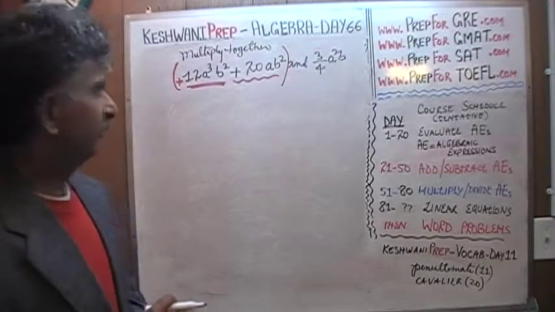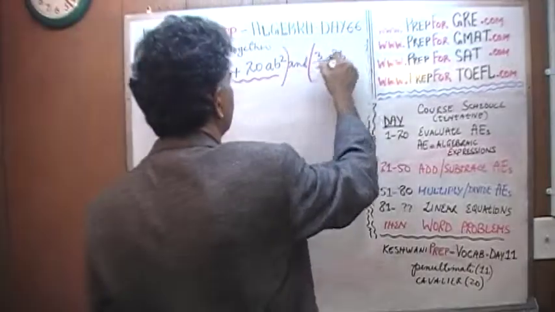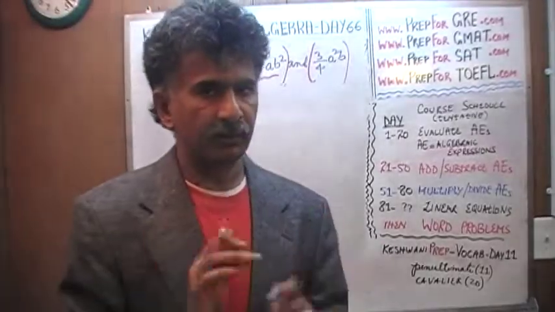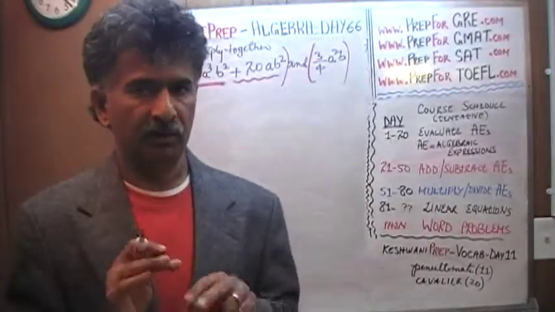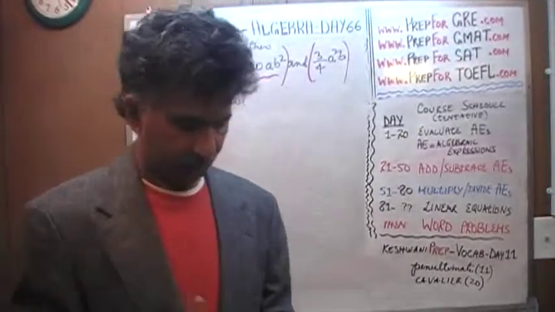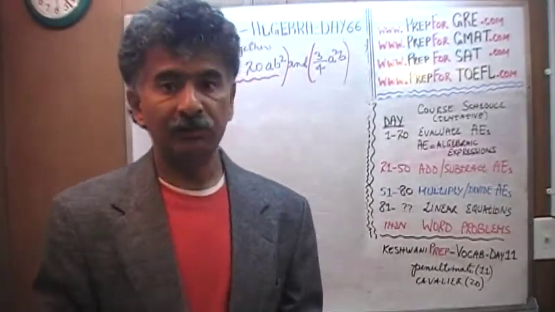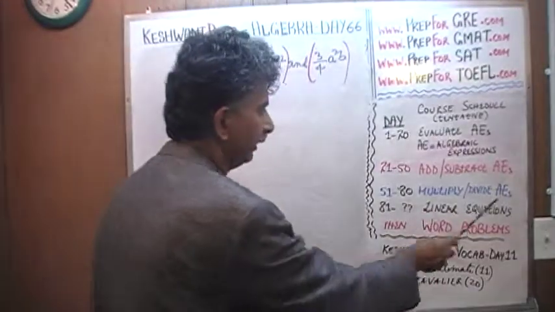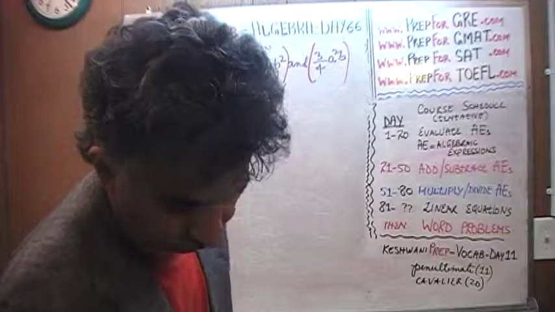And the second expression that we have is 3/4 a squared b. The second expression only has one term. The whole expression constitutes one term. And we are asked to multiply these two algebraic expressions together. That's what we're learning right now, how to multiply algebraic expressions. So let's do it.